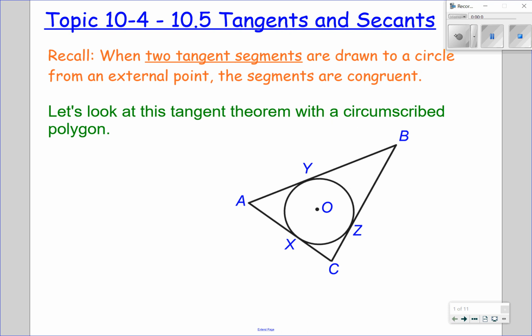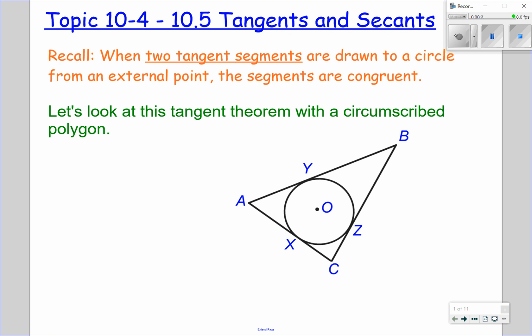Everyone, welcome to the last two sections for topic 10, 10.4 and 10.5. We're going to talk about tangent lines and secant lines today. We briefly talked about tangent lines in an earlier section, so let's start with a quick review here. The tangent lines are those line segments or lines that touch the circle at exactly one location.